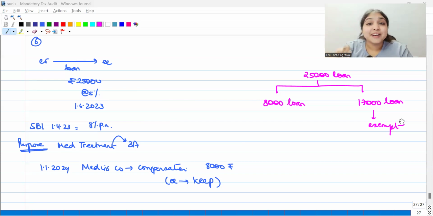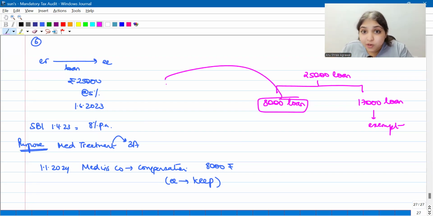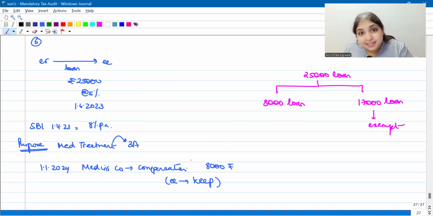Yes, where did I get double benefit? Only to the extent of this 8,000 loan I got double benefit. This 8,000 rupees I got as a loan from the employer also. I got medical insurance compensation also. You're understanding? This 8,000 rupees loan, why am I calling it double benefit? Because I got this 8,000 rupees loan from the employer also, and 8,000 rupees I got as medical insurance compensation also. So to this extent I'm getting double benefit. So on this double benefit, I will not enjoy exemption anymore. This double benefit will become taxable.